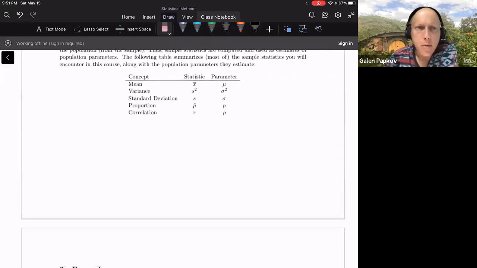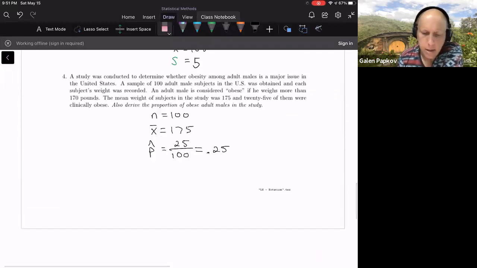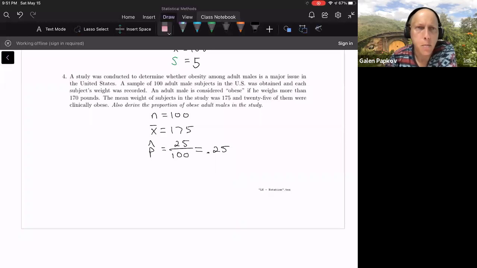and you may not be familiar with that symbol, but you could go up to the table here. We're saying, okay, it's a sample, so the statistic for proportion or percentage is P with a hat on top or a caret. So what does that mean? It means that we've got P hat is 0.25. And that's everything that we are able to get from problem 4.